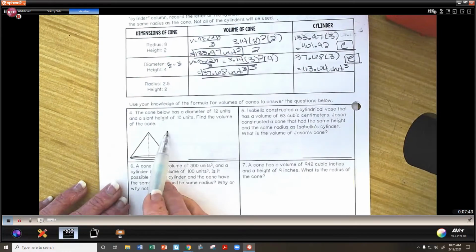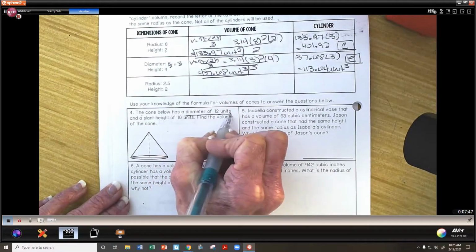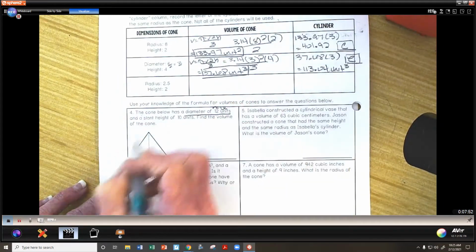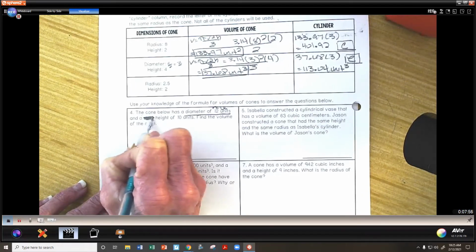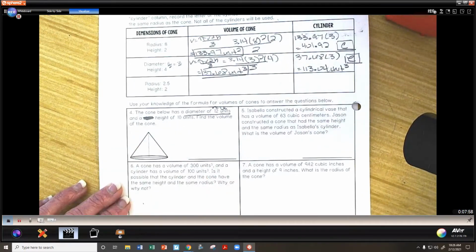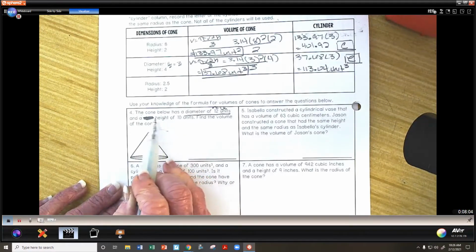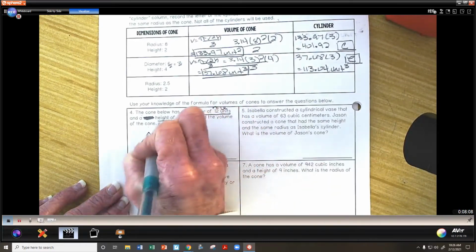Okay, so in this one, notice it says the cone below has a diameter of 12. So that means it has a radius of 6, and it has a slant height. Well, we're going to scratch out that word slant height, and we're just going to make it height. We're not going to talk about slant height. You'll do that next year. Okay, a height of 10. Find the volume of the cone.